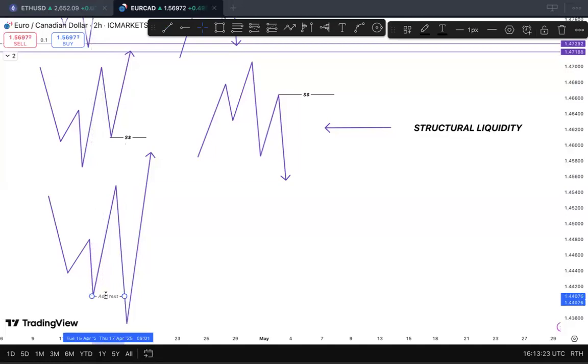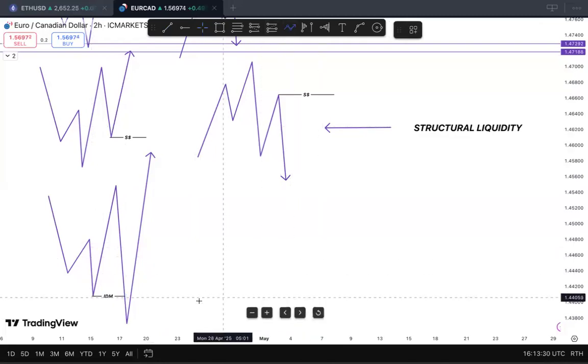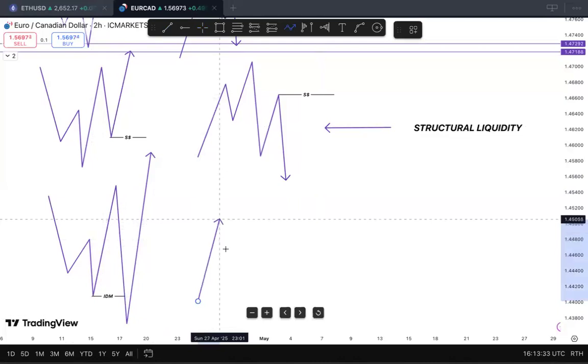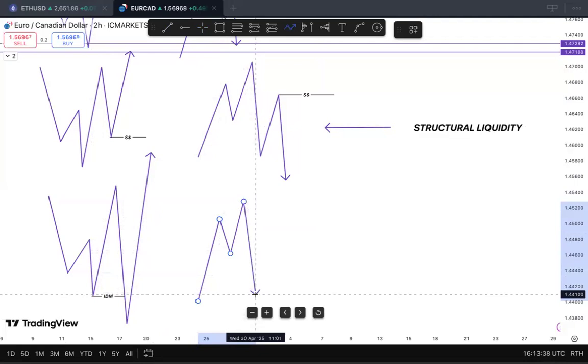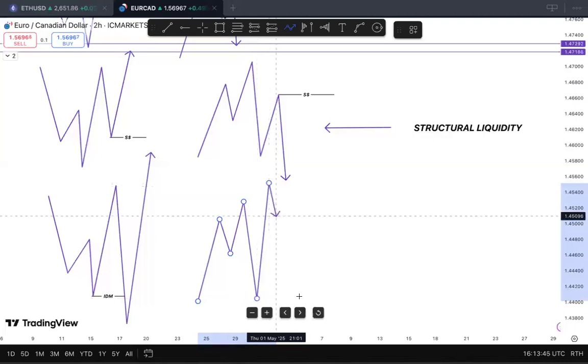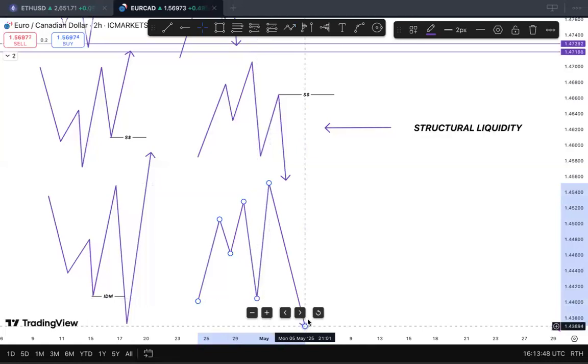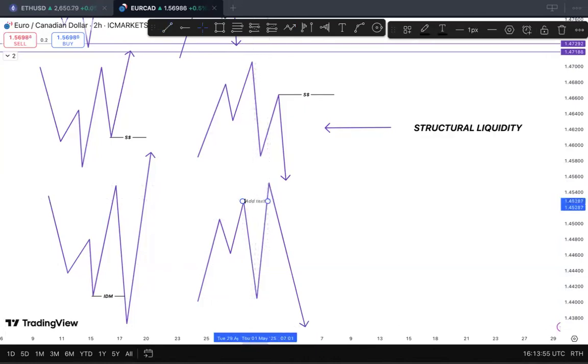So let's say IDM, inducement. Also, in the same vein, we have this. In the absence of structural liquidity, price is going to do what? Use the sweep as liquidity. So we have IDM, inducement liquidity.